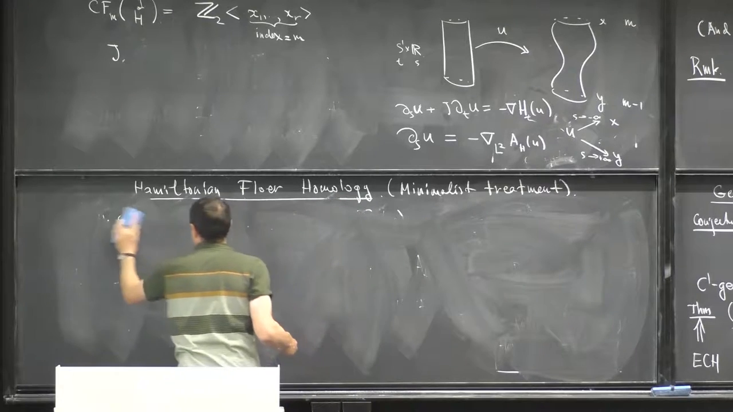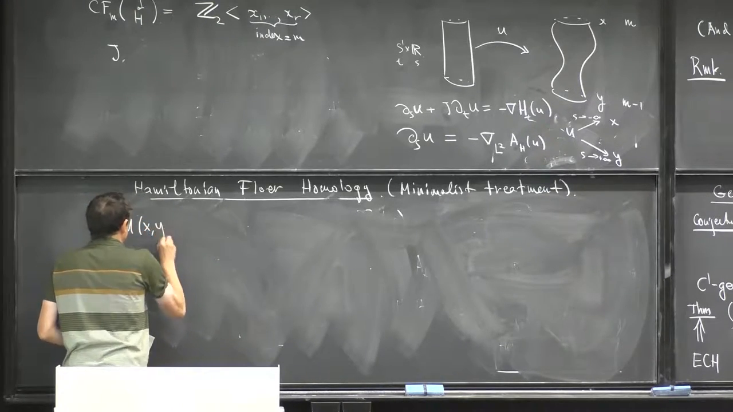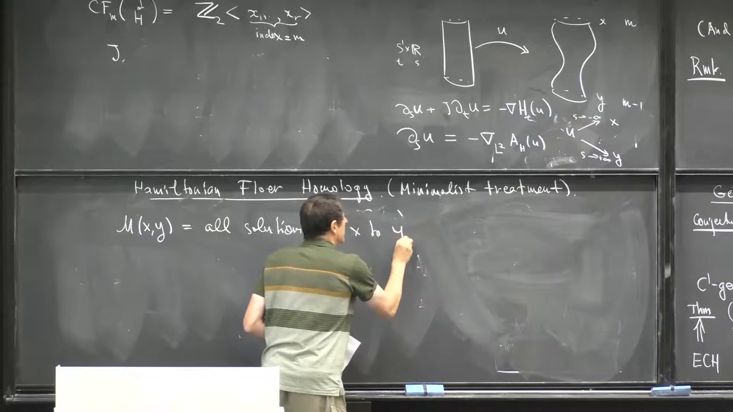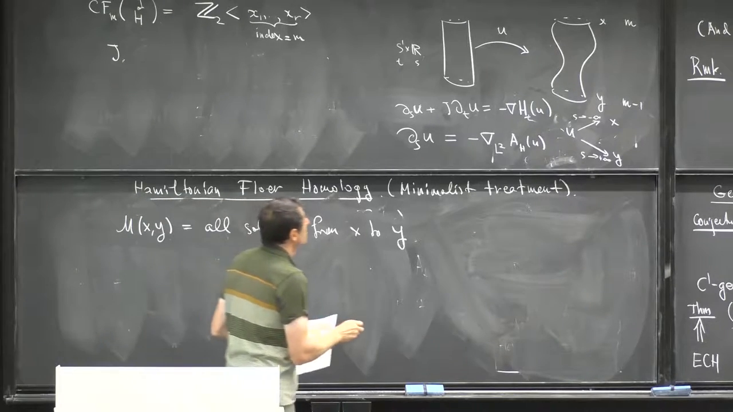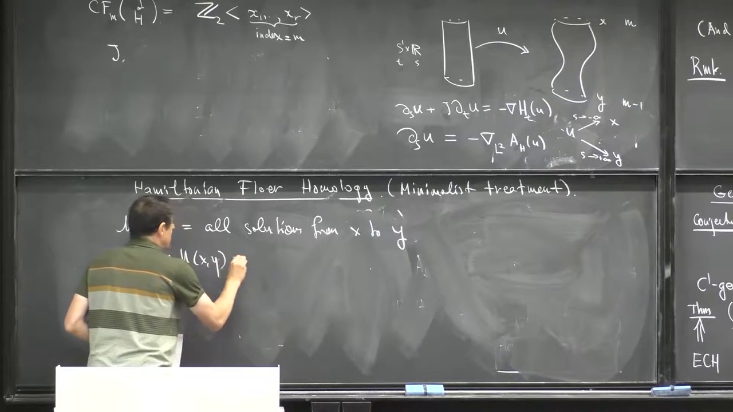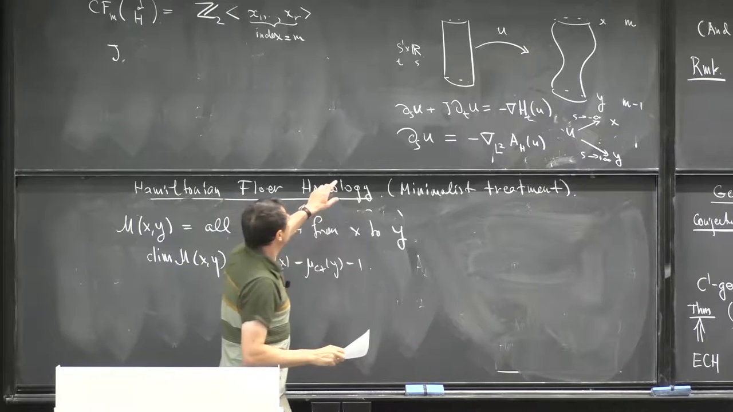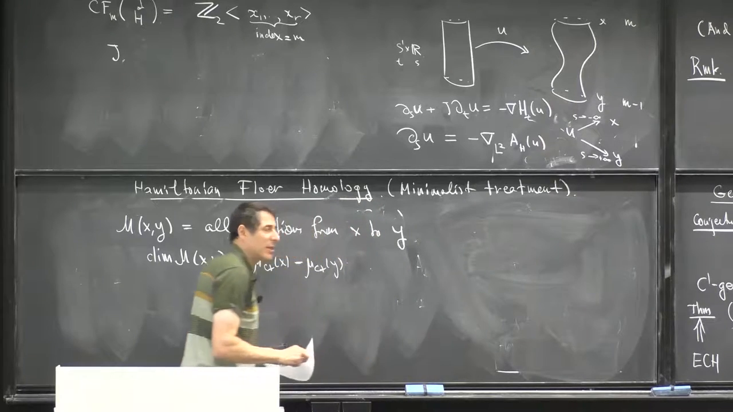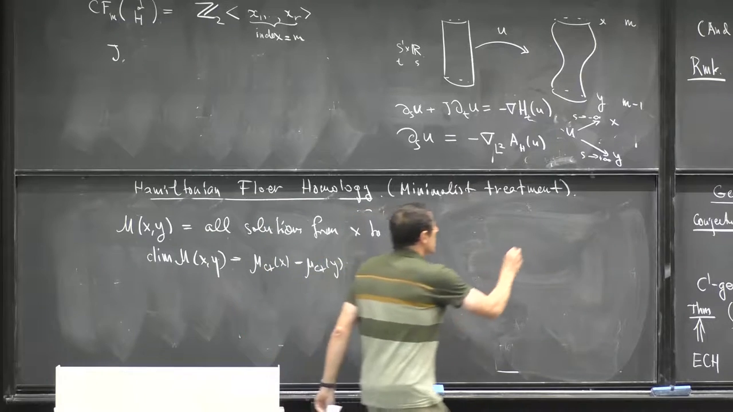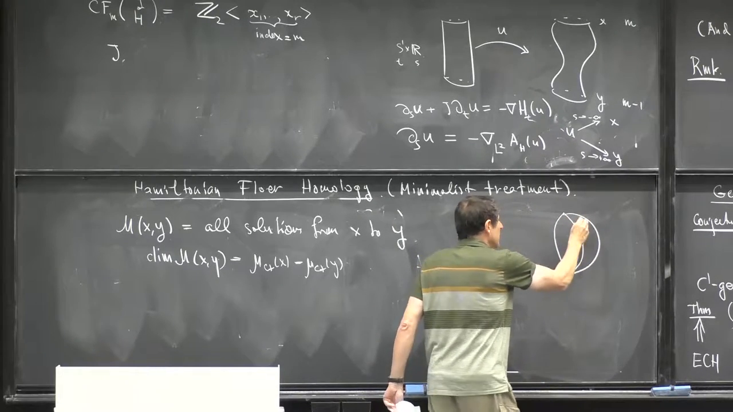We remember what was on this board. And if we don't, it doesn't matter. So the differential, let's denote by mxy all solutions from x to y. Under suitable additional condition, this is a smooth manifold of dimension the Conley-Zender index of x minus the Conley-Zender index of y minus 1. So when x and y have adjacent indices, this is a one-dimensional manifold. So just the cylinders from x to y. And in fact, it has a finite number of trajectories from x to y.